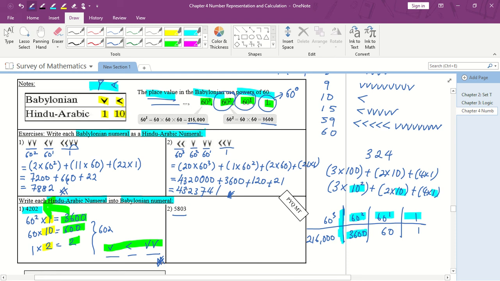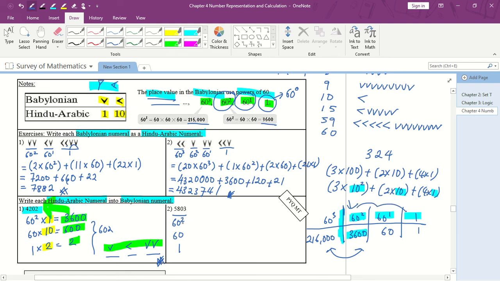5803. So now the first thing we always need to decide is, is it in between 60 cube and 60 square? If you notice, yes, 5803 is in between these two. So we're going for the lower number here, 3600. Okay, and now we can write 60 square, 60, and 1. If we decide on this one, then we need to write this, this, and this.